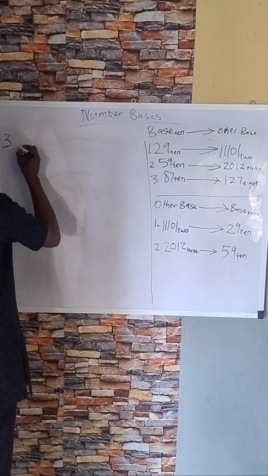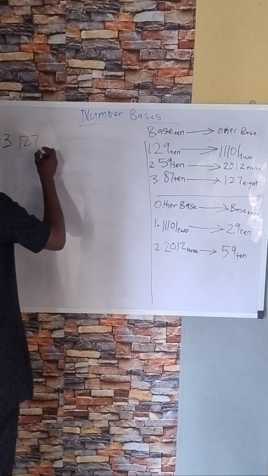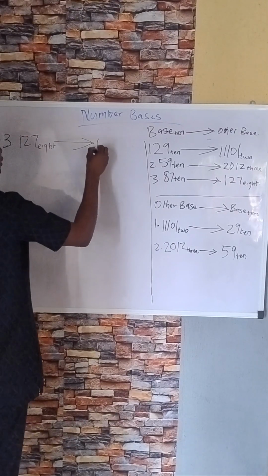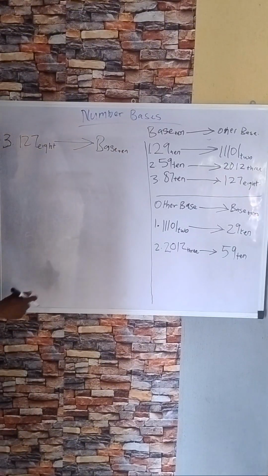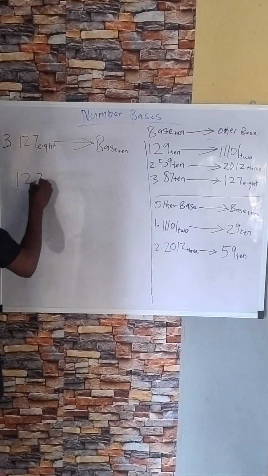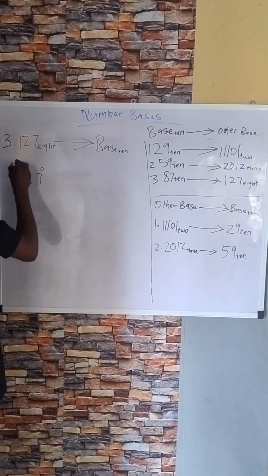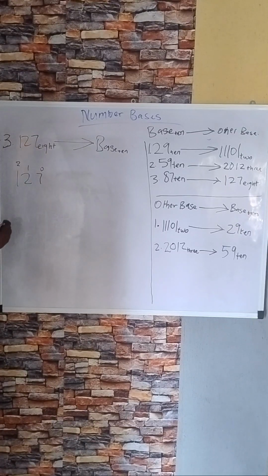Let's work on the third example. It will be 127 base 8 to base 10. Okay, so this will be just the same process we applied before. Write out your numbers 127, and then name them from right hand side to the left hand side, starting from 0. This will be 0, 1, 2.